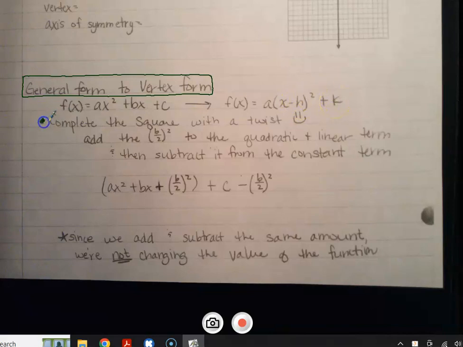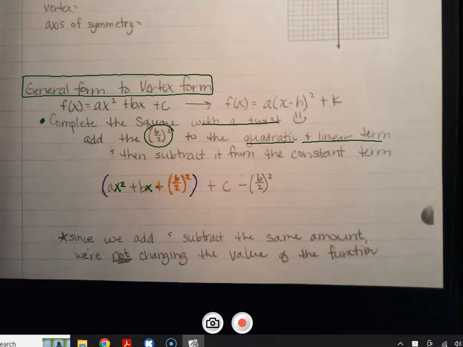So we have to complete the square with a twist in order to do this. It's kind of crazy, but it's going to work. So we add the b divided by 2 squared that we've always used. We're going to add that to the quadratic and the linear terms. So if you look down here, I've got my quadratic term because it has the x squared, and I have my linear term because it's just the x. And we have to add the b divided by 2 squared term to those. That's why it's in parentheses.